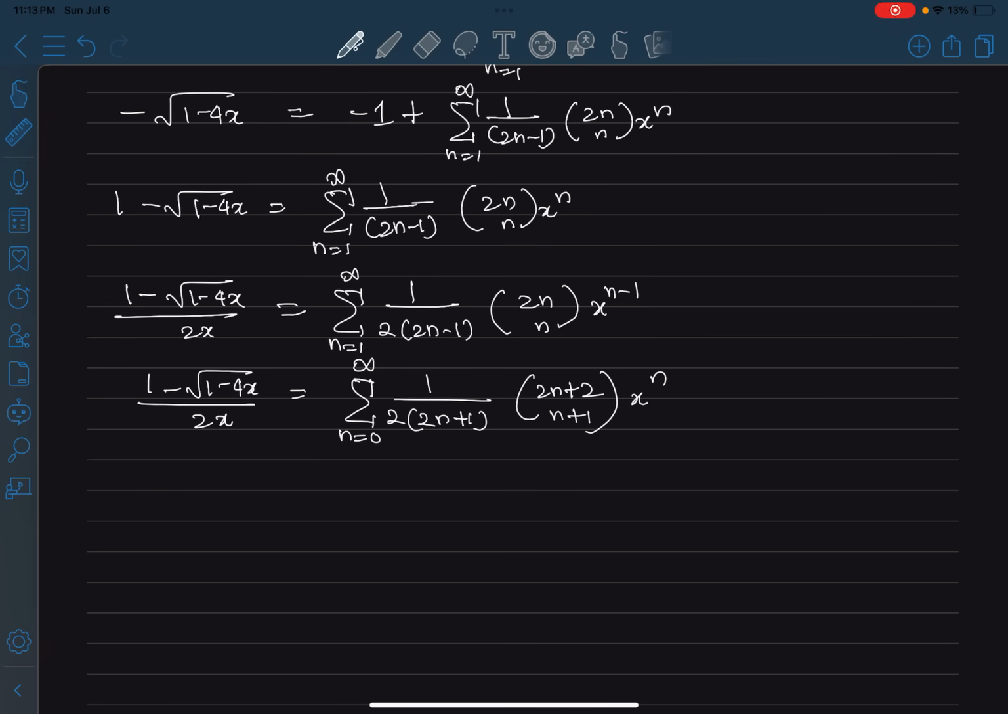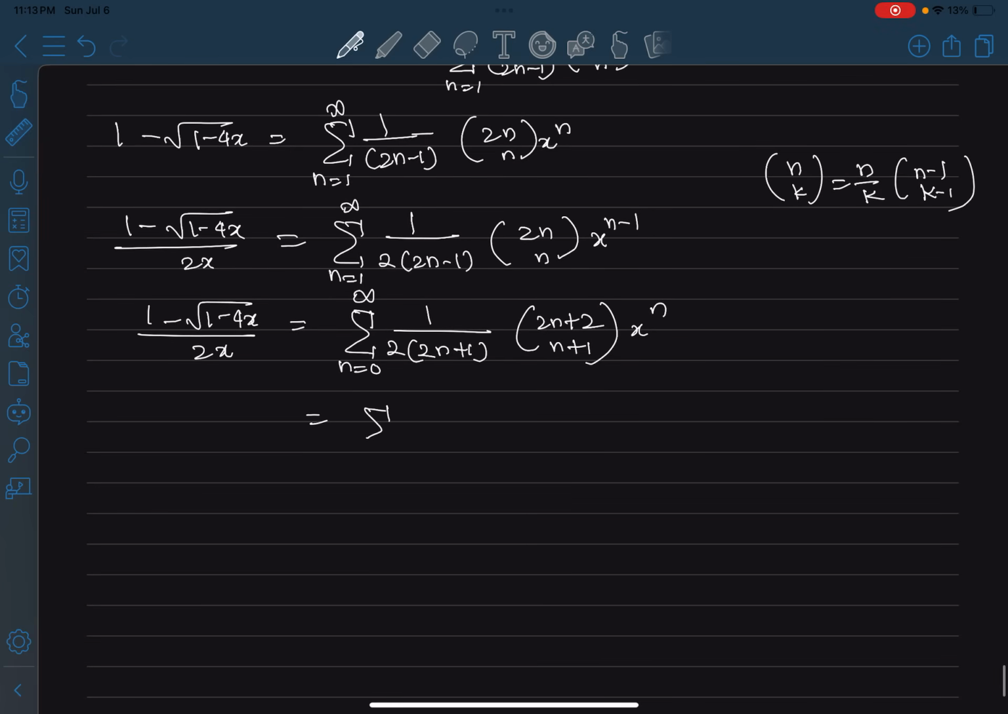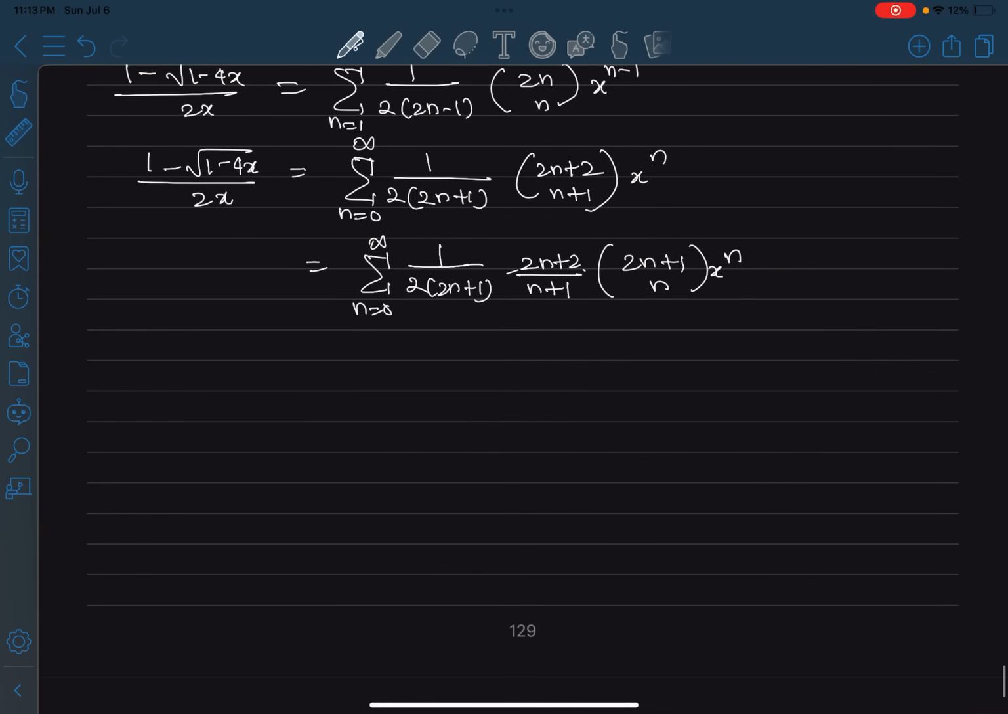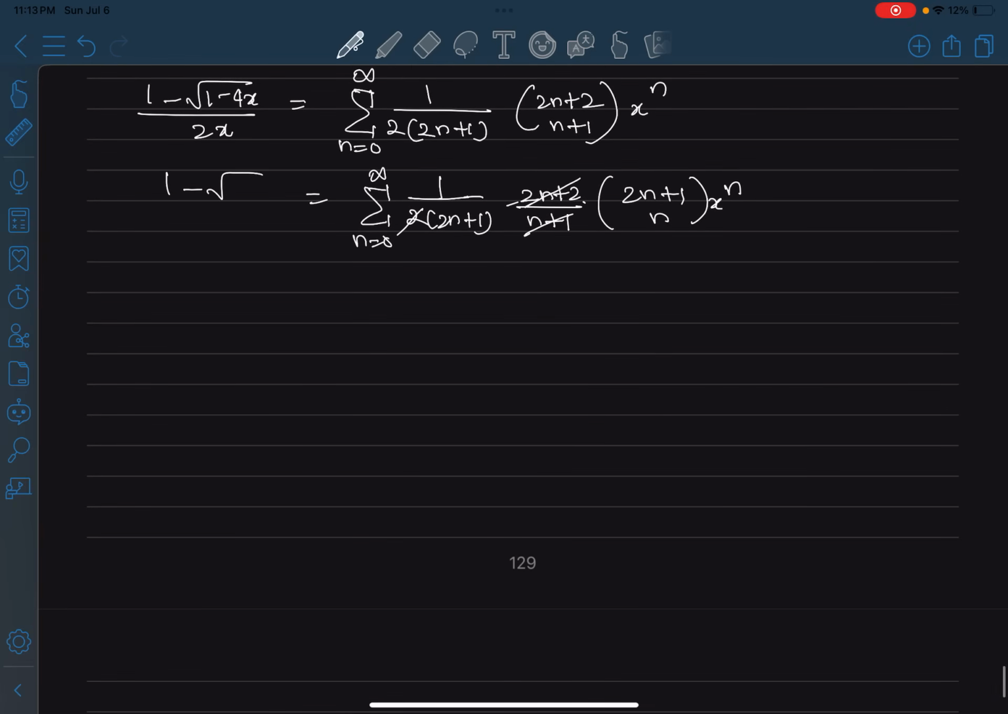Now I guess you know that I can write n choose k as n over k times (n-1 choose k-1), right? So using this formula, I can write this as the sum from n equals 0 to infinity of 1/(2(2n+1)). I can take (2n+2)/(n+1) outside, and the remaining thing will be (2n+1 choose n) x^n, right? Then notice that this 2 times (n+1) cancels to n+2, right? So it seems like we are close, but again, we aren't really getting the same sort of expression that we wanted, right?